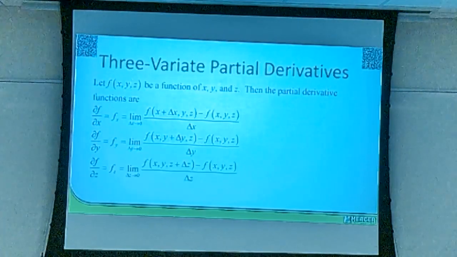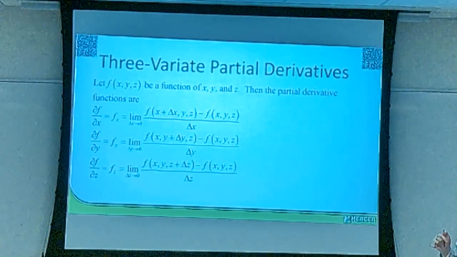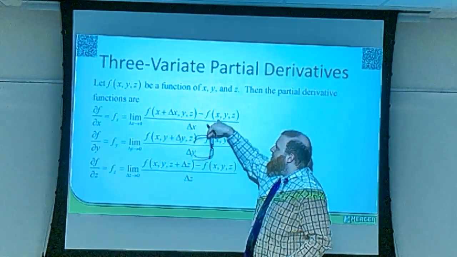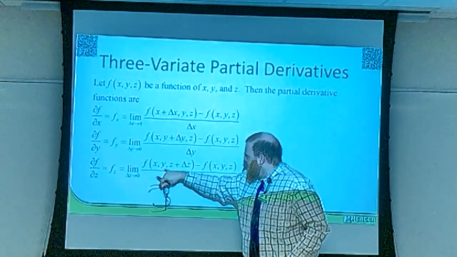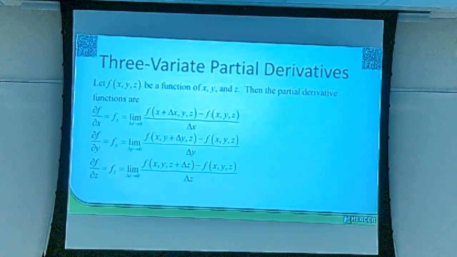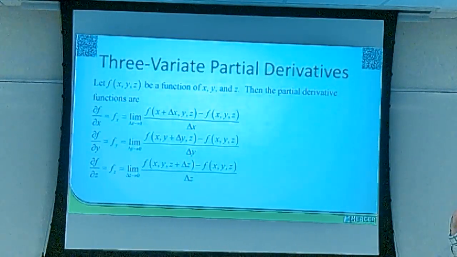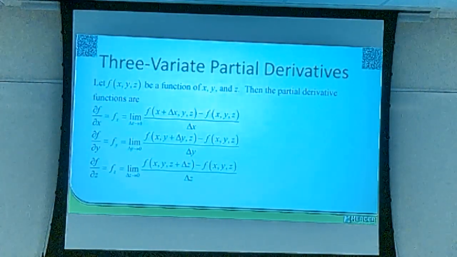Three variant, exact same, except now you have that third, right? Again, notice, with respect to x, it's only your x changing, right? The y and the z stay the same, right? Then the x and the z are staying the same, and the x and the y are staying the same. And we can, of course, extend this to any number of variables.